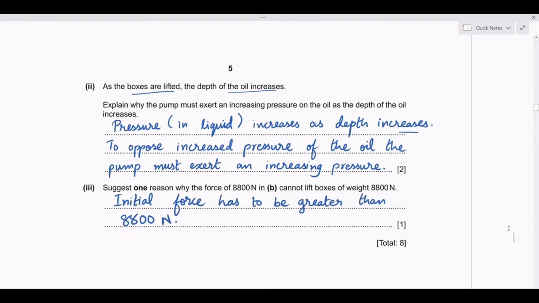Part 3. Suggest one reason why the force of 8,800 Newton in Part B cannot lift boxes of weight 8,800 Newton. The answer to that is that initial force has to be greater than 8,800 Newton. Otherwise, it cannot lift boxes of weight 8,800 Newton. It has to be greater than 8,800 Newton.